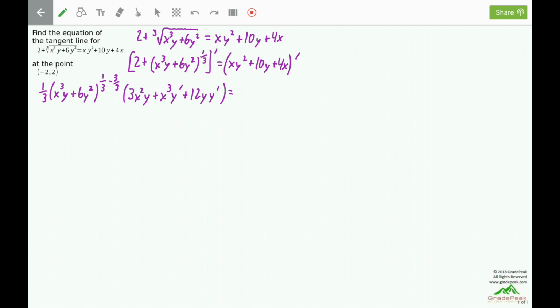On the right side, the first term is a product rule. The derivative of the first is a 1 times the second left alone, y squared, plus the first left alone, x, times the derivative of the second, which will be 2y, and then y prime. The second term, 10 times y, the 10 will come along, the derivative of y is y prime. The third term, 4x, the derivative of a constant times x is a constant, so we will just have plus 4.